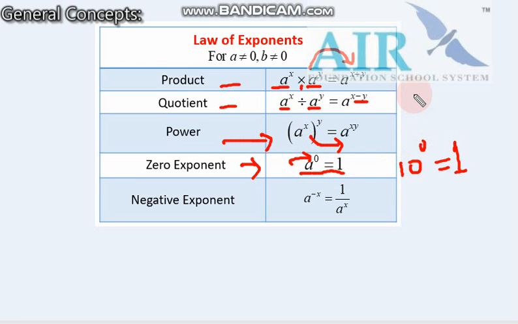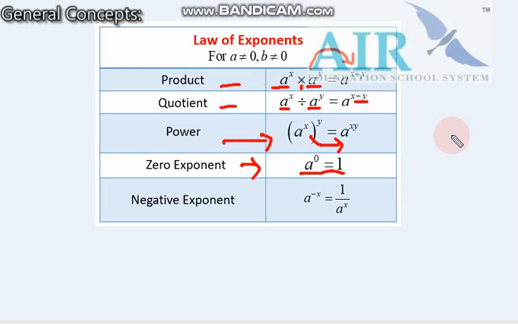And definitely if your power is 1, then the same number or value will come. Let's suppose it is written a power 1, a power 1 is equal to a. Similarly, if it is a power 2, it means this is a square. Anyways, moving next, we have negative exponent.